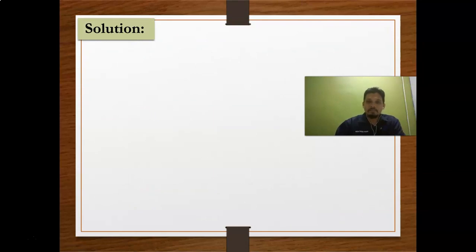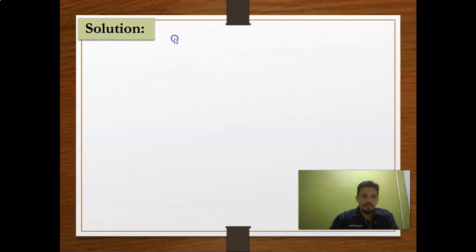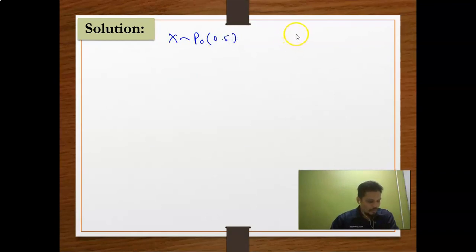Okay, the first one then, x is Poisson distributed with lambda 0.5. The first question: find the probability that in a particular week there will be less than 2 accidents. For A1, the probability of x less than 2 accidents.